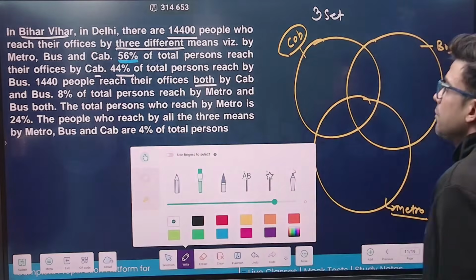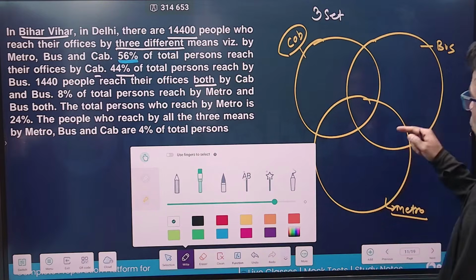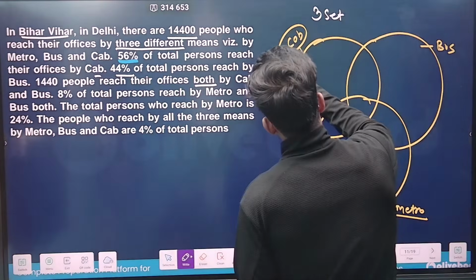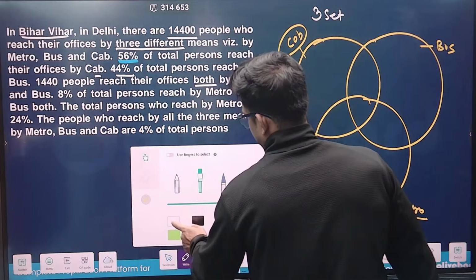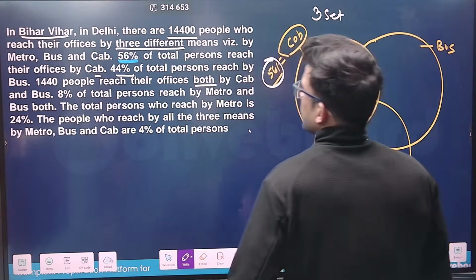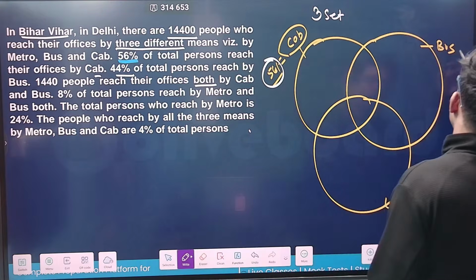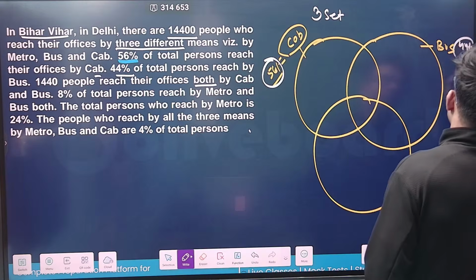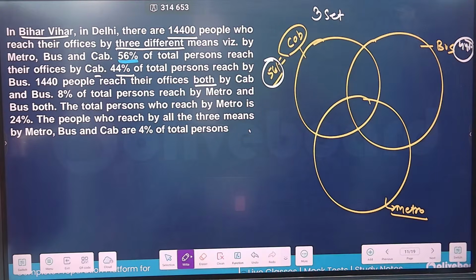Now see, 56% of total persons reach their offices by cab. So basically, the total cab is given to us as 56%. There's a play of language. I hope you're getting it. This is basically 56%. 44% of total passengers reach by bus, so this is basically 44%. Please get the point, everyone, of how I'm solving it. That's really going to help you.